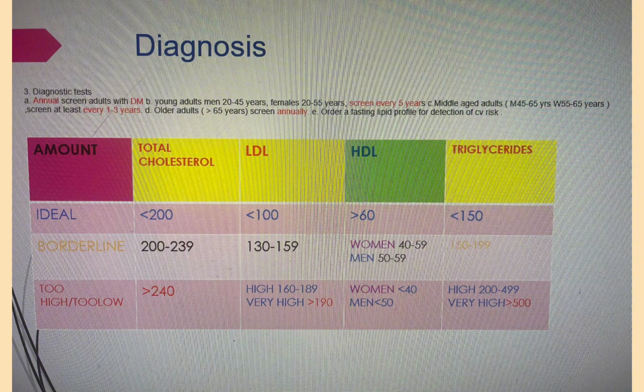Now let us check what is too high or too low, which is above the borderline. Total cholesterol greater than 240, LDL high 160 to 189, very high greater than 190. Very important number when we discuss the treatment. Then HDL too low: women less than 40 or men less than 50. So the HDL should be above 40 for women and above 50 for men. Then triglycerides high 200 to 499, very high greater than 500. Very important number because it can be a sign of pancreatitis, other than the risk of cardiovascular disease.